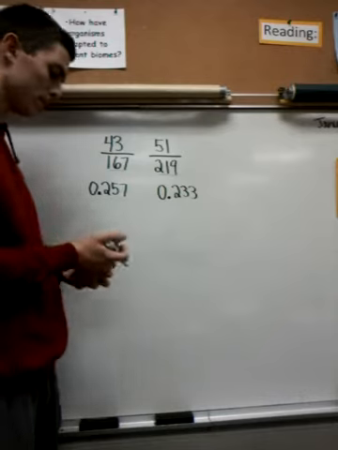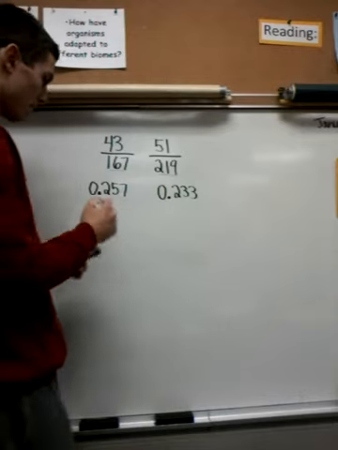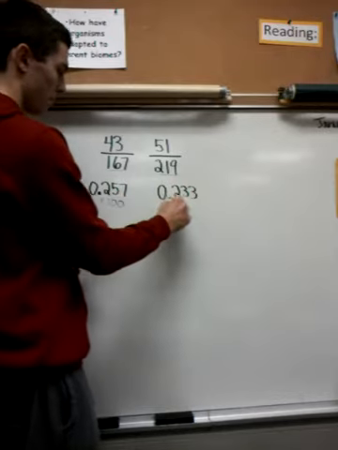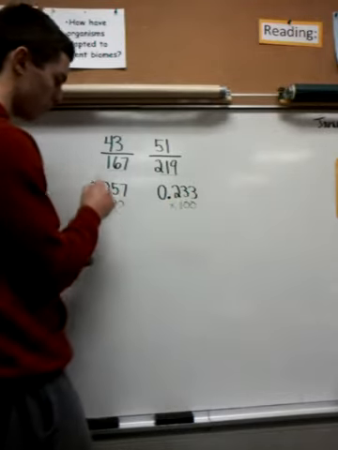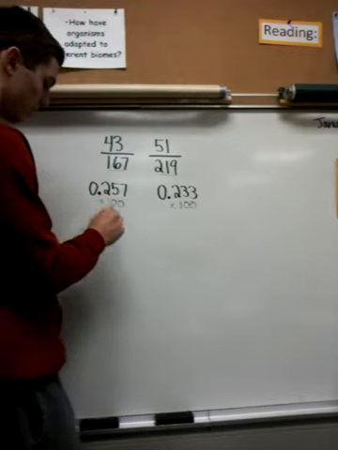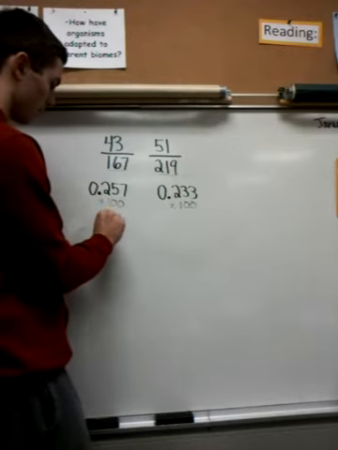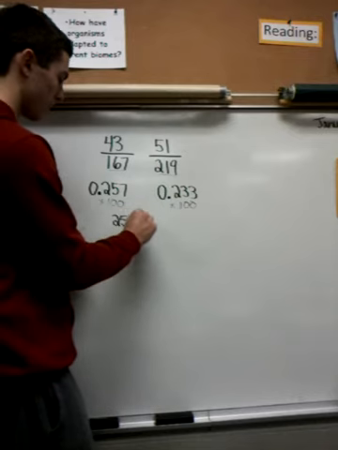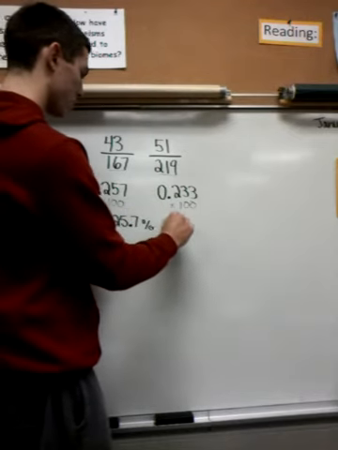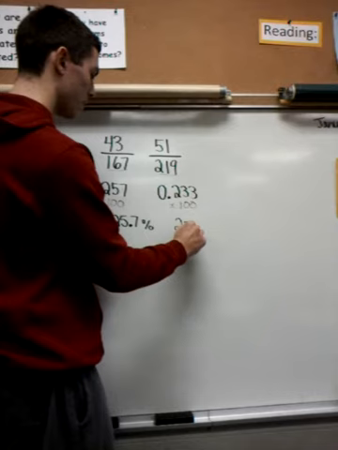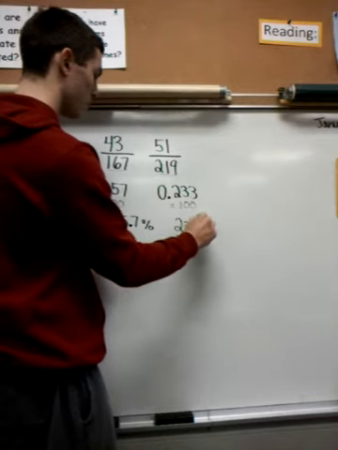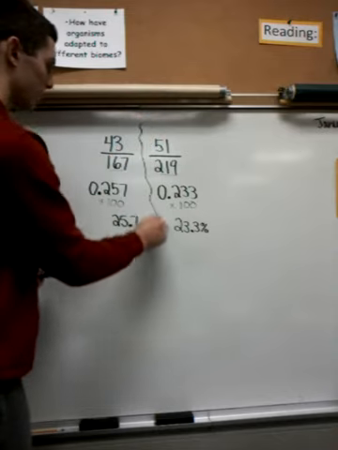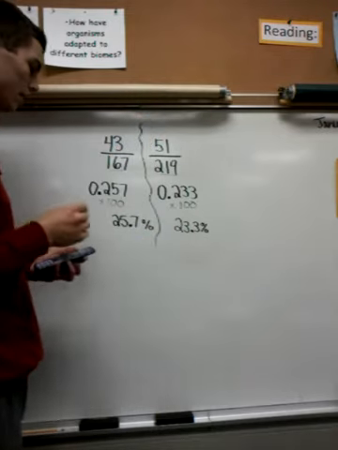Okay, so what I would do here now is, rather than dealing with decimals for comparing, I like to deal with percents. So if you remember, in order to get a percent from the decimal, you multiply each of them by 100, or really you just move that decimal 2 spots. Okay, so my new numbers here would be 25.7% versus 23.3%. Okay, so again, this is Tanya and Juan.